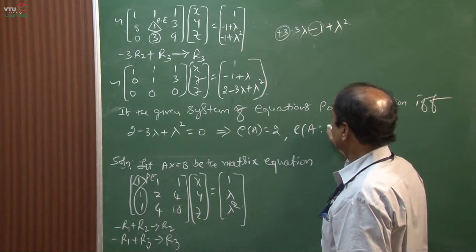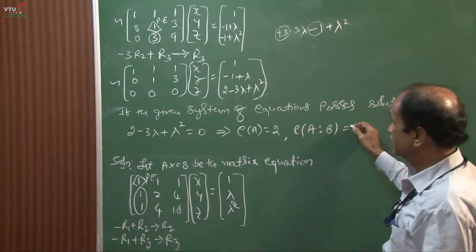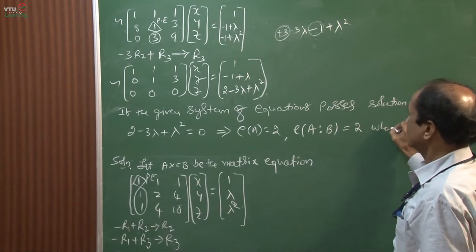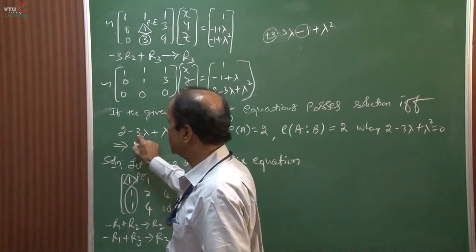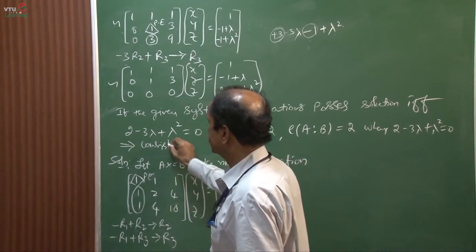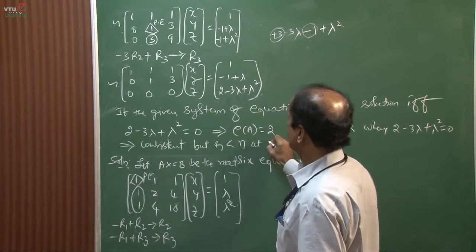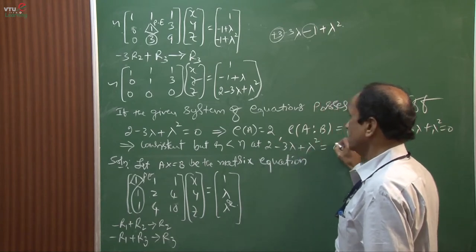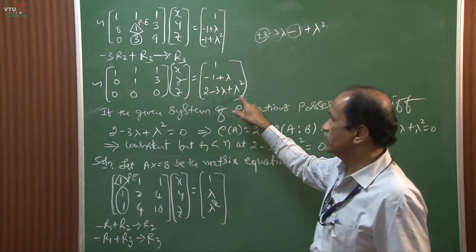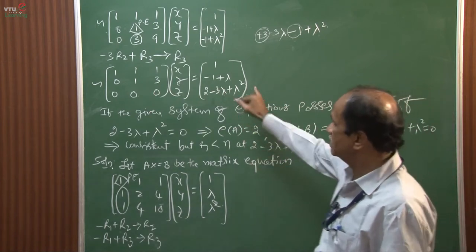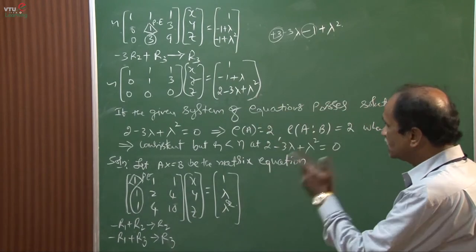And what is the rank of the augmented matrix? The rank of the augmented matrix is equal to 2 when 2 minus 3 lambda plus lambda square is equal to 0. So this implies the system is consistent, but r is less than n at 2 minus 3 lambda plus lambda square equal to 0. That means if these three are 0, then you will get z into 0 is equal to 0. Therefore, z becomes 0 divided by 0. But when it is equal to 0, it is not only a single value, it will possess two values because of the second degree.